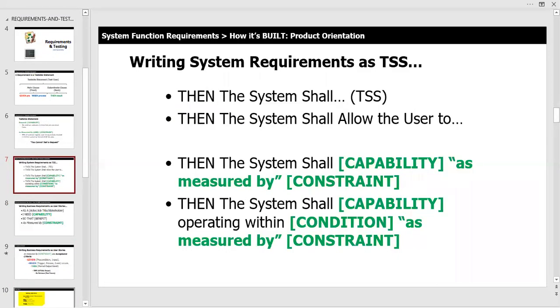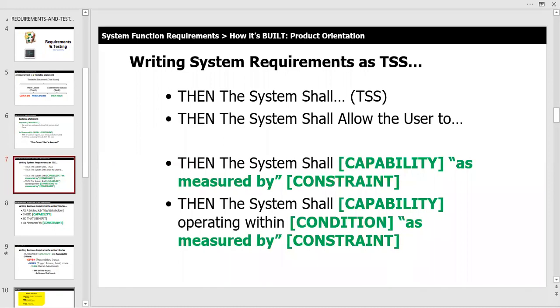Okay, now going back to 25 years ago when I got into this business of software, the standard way you wrote a requirement was something called a TSS. Many of you probably are familiar with this, the system shall, or the system shall allow the user to. What they didn't tell you was that you could use a then statement, that it's the subordinate clause. Then the system shall, or then the system shall allow the user to. And most people don't write it like that. They just write it as the system shall, or the system shall allow the user to.